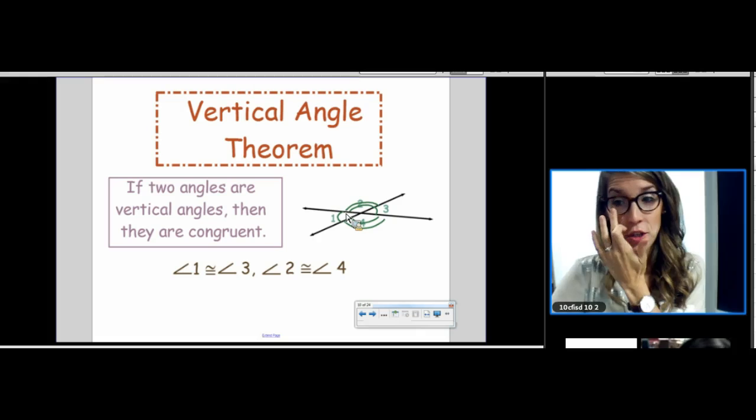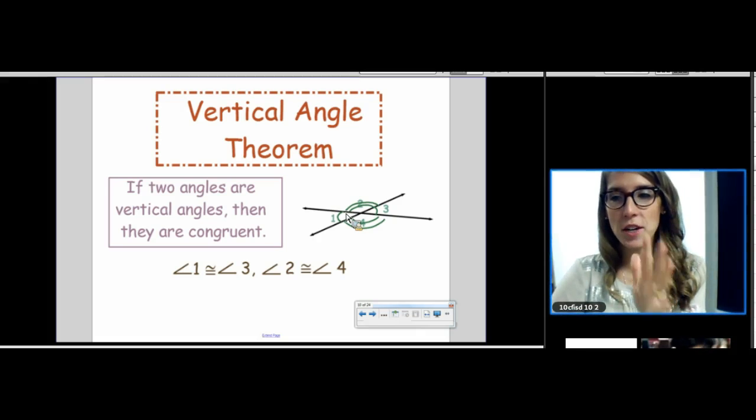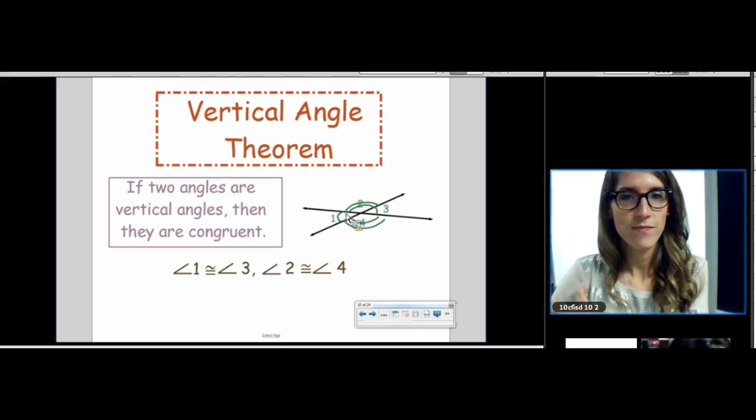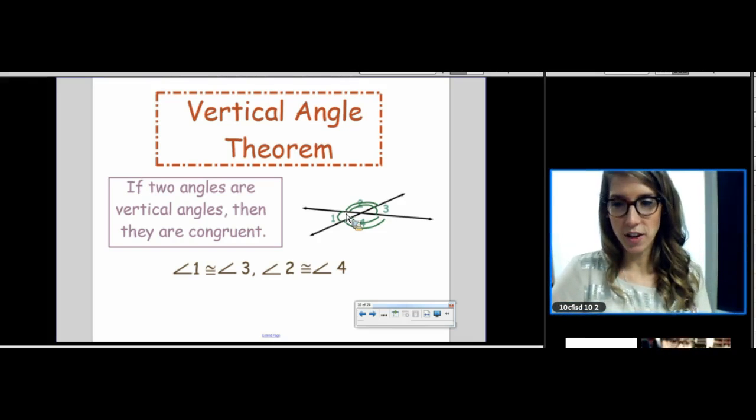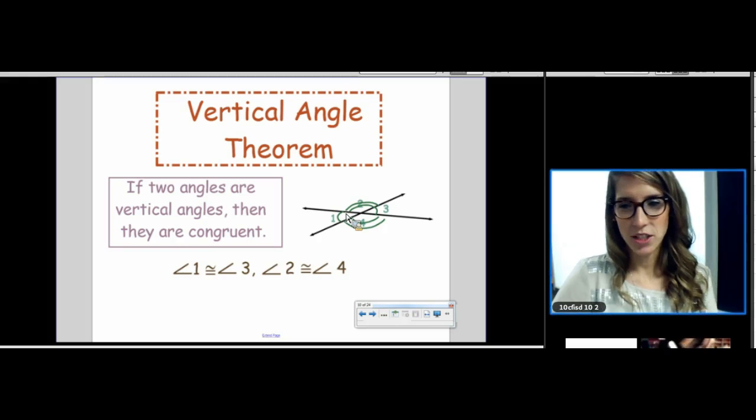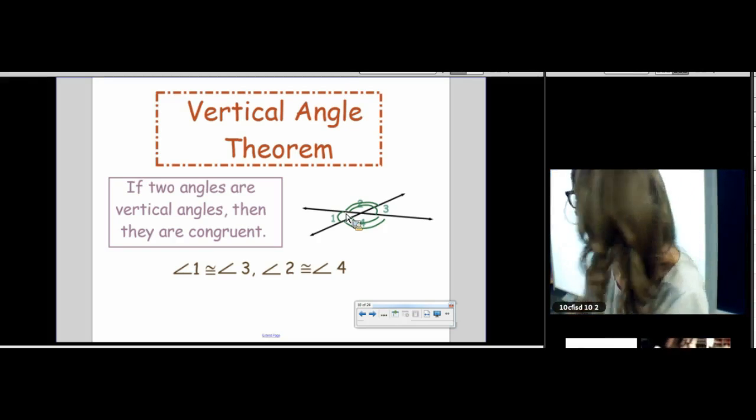Is the converse true? If 2 angles are congruent, then they are vertical angles? No. But that statement is true. If they're vertical, then they're congruent. But the converse is not always true. All right.